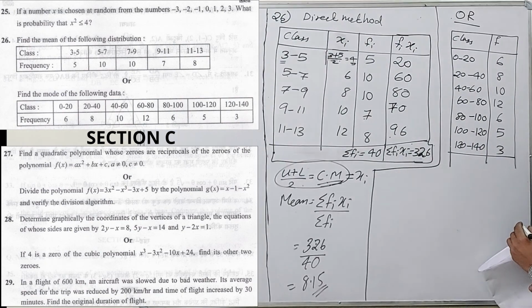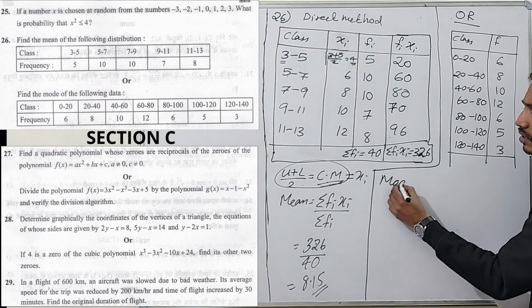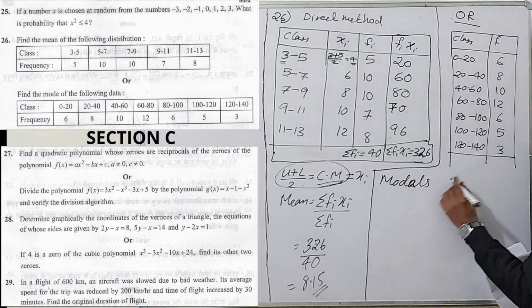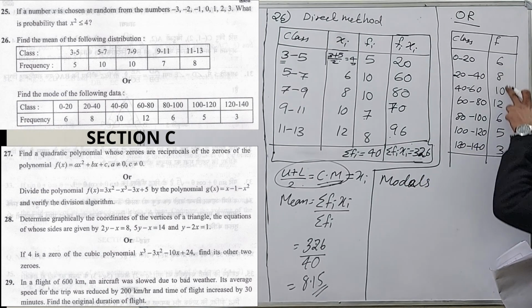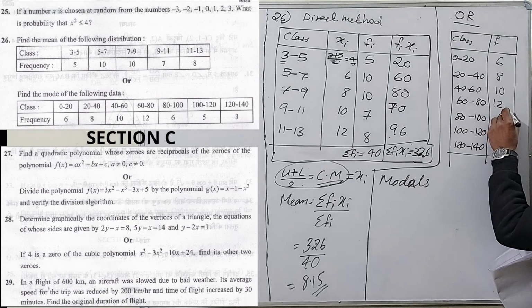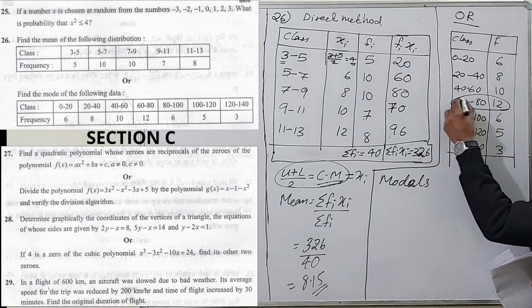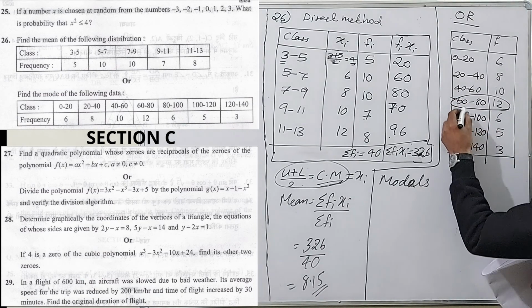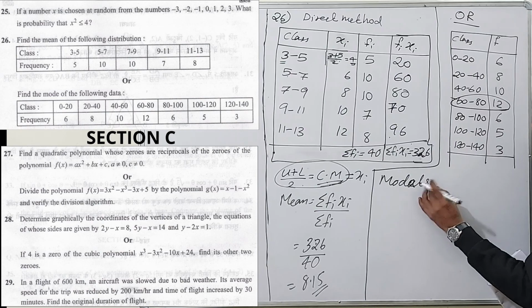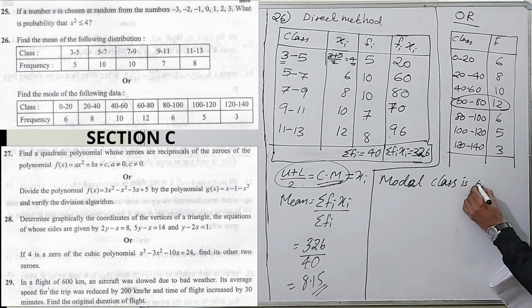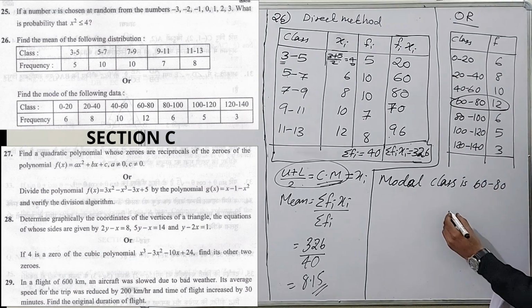So for calculating mode, first we have to locate the modal class. So the modal class is the class with the greatest or highest frequency. So observing these frequencies, we can see that 12 is the highest frequency. So the corresponding class is the modal class, the class with the greatest frequency. That means the modal class is 60 to 80.